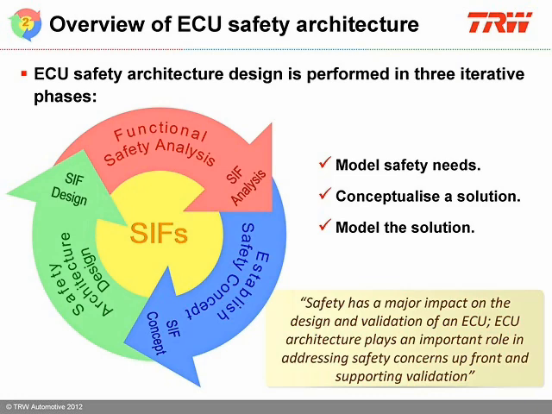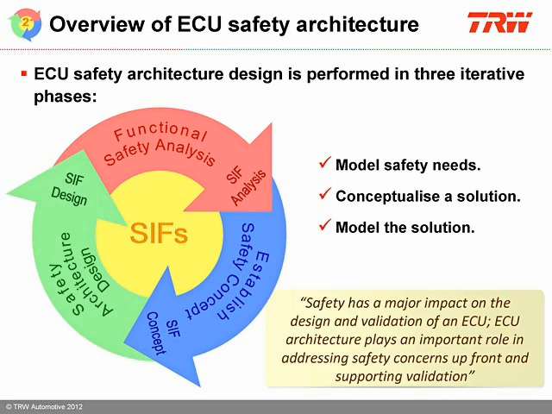The second step in architecting the ECU is safety architecture design. This aims to support the functional safety lifecycle by modelling the safety concerns and resultant safety measures of the ECU at an architectural level. The safety architecture design is performed in 3 steps.